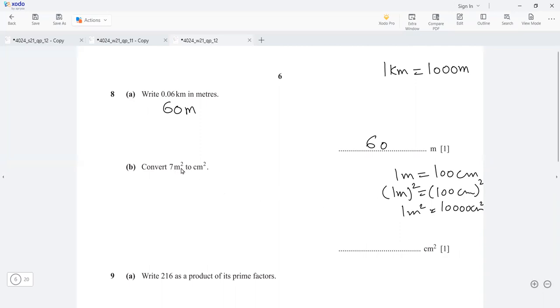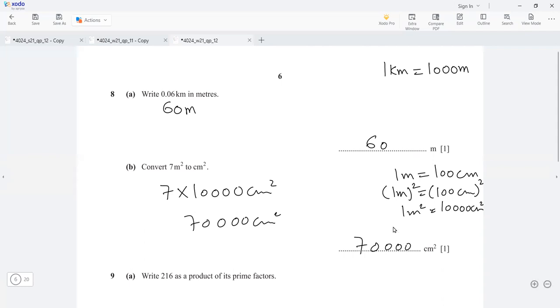So if we want to convert 7 meters squared into centimeters squared, we have to multiply with 7 because we are converting from a bigger unit to a smaller one. We have to multiply. So it will be 7 times 10,000. So it will be centimeter squared. We can say 70,000 centimeter squared is the answer. 7 with 4 zeros. So this is the answer for part B.